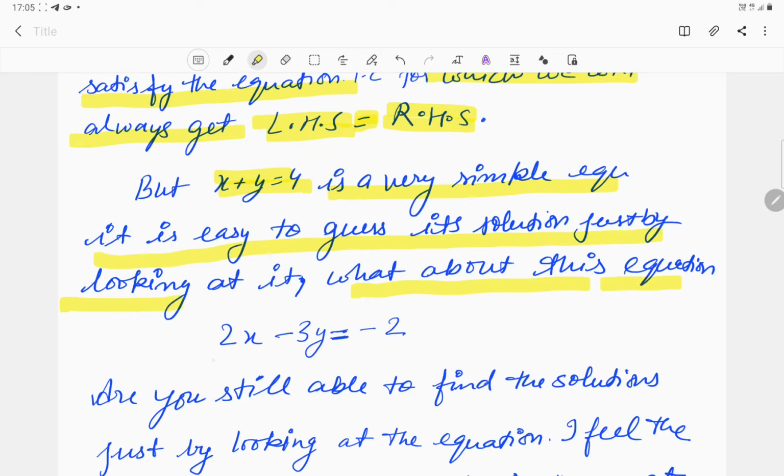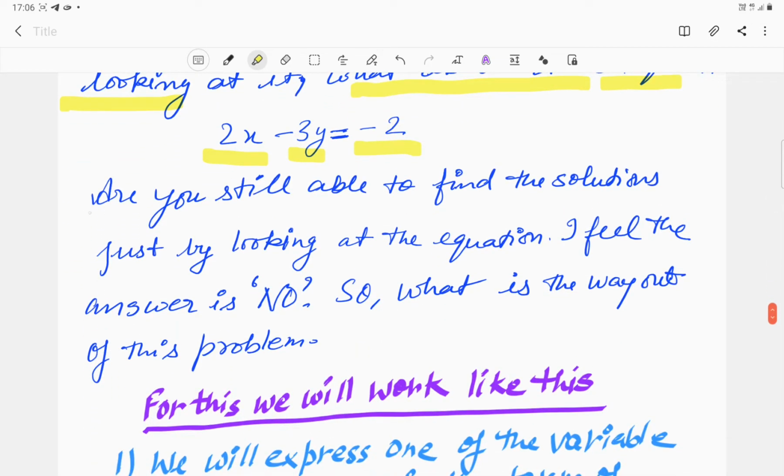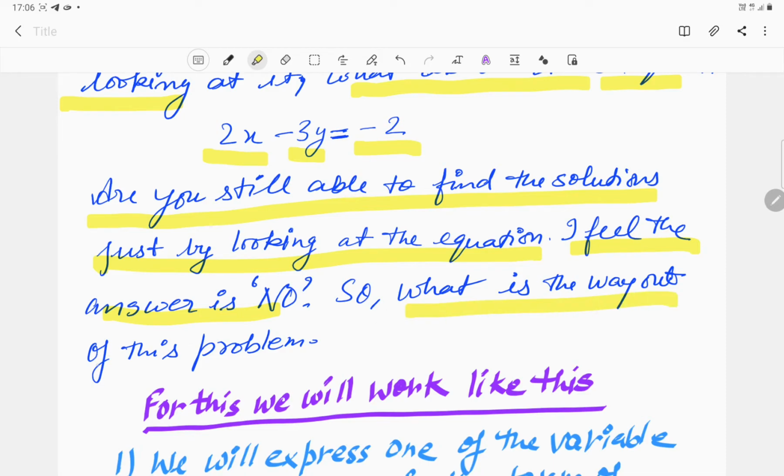But what about 2x minus 3y equals minus 2? Can you just guess the solution? No, it's not that easy. So, are you still able to find the solution just by looking at the equation? I feel the answer is no, as I said. So what is the way out for this problem?